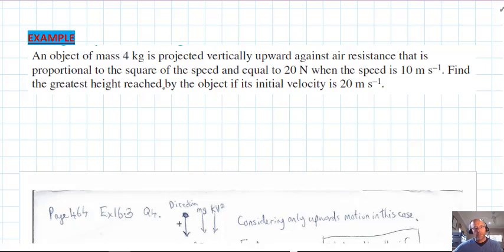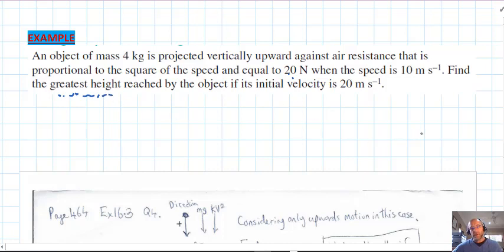So, time for an example. An object of mass 4 kilos is projected vertically upwards against air resistance that is proportional to the square of the speed, and we do know an extra fact here, so let's seize upon that. That air resistance is 20 newtons when the speed is 10 meters per second. Find the greatest height. Now, that's a fairly common thing to have to find in such a scenario.